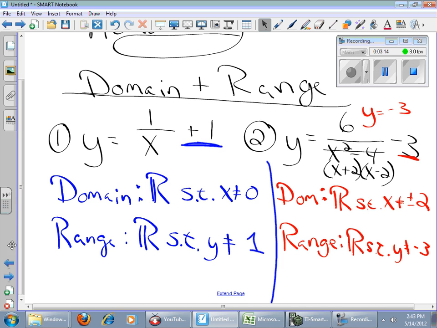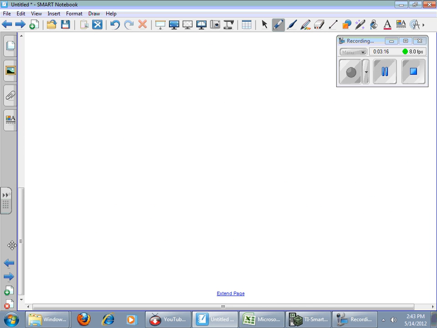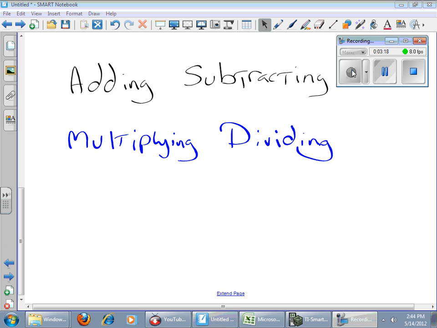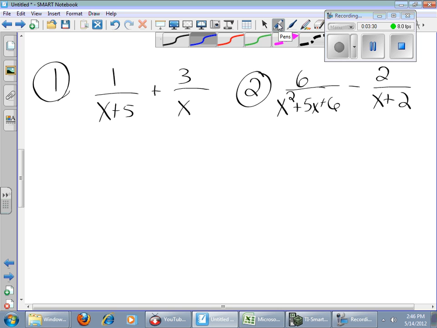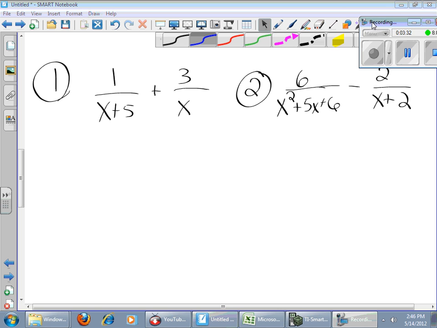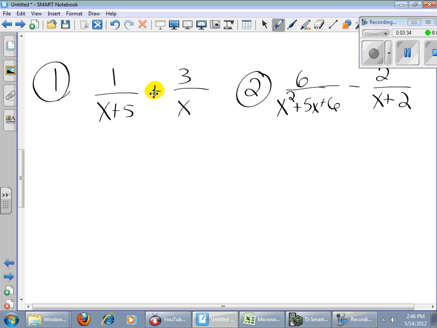All right, now we're going to talk about something that you guys are a little bit weak on. Adding, subtracting, multiplying, and dividing rational expressions, all right? So I'm going to give you 4 different types of problems. Okay, so there's the first 2 problems, and notice they are an addition problem and a subtraction problem. In both of these problems, I need to find my LCD.